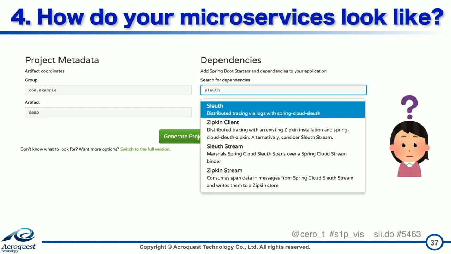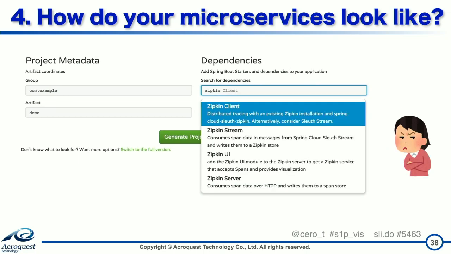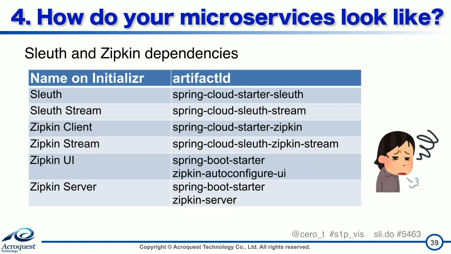But when you search Sleuth in the Spring Initializr, there are 4 Sleuth things, including 2 Zipkin something. And when you search Zipkin on this site, you will get another 2 Zipkin something. Okay, I will summarize them into one table. Sleuth is Spring Cloud Starter Sleuth, Sleuth Stream is Spring Cloud Sleuth Stream, Zipkin client is Spring Cloud Starter Zipkin, and Zipkin Stream is Spring Cloud Sleuth Zipkin Stream.